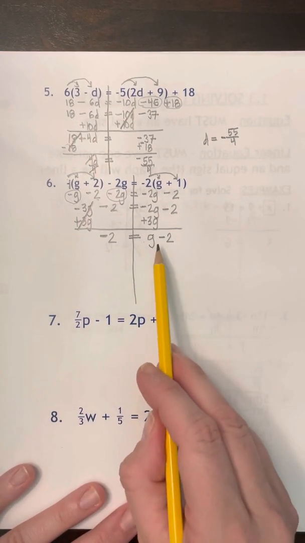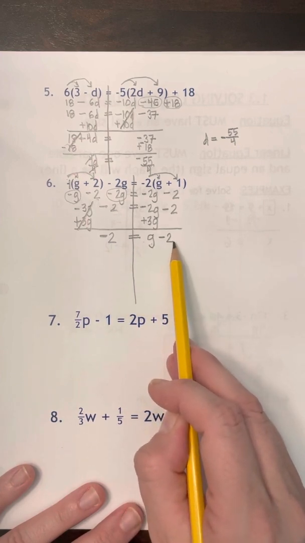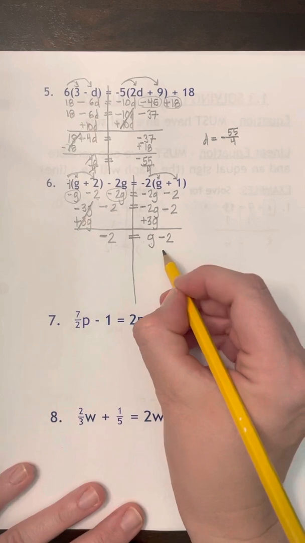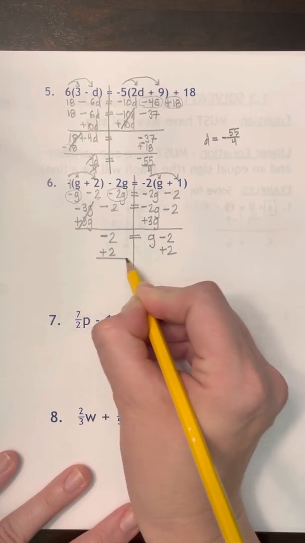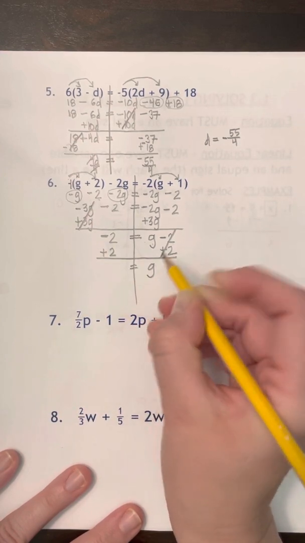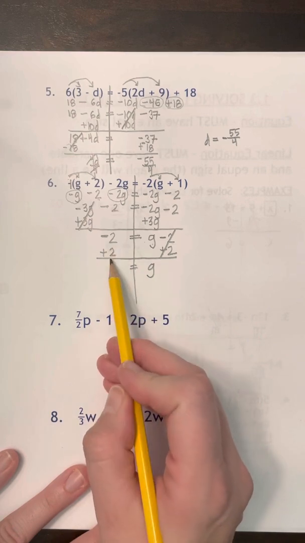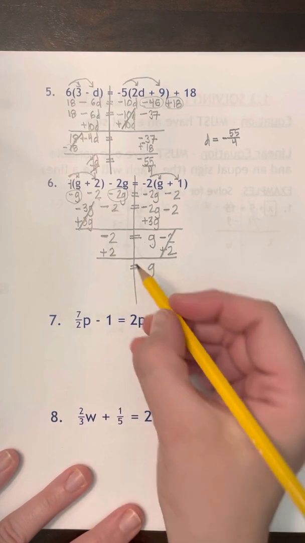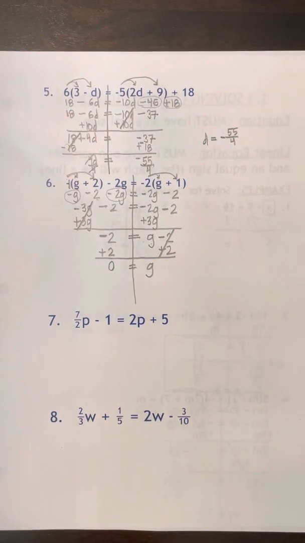So I'm almost done. I need to get G by itself, which means I need to get rid of this minus 2. So the opposite of a minus 2 is a plus 2. So I'm going to add 2. So those are gone. So on the right hand side, I still have the G, bring down the equal sign. Over here, negative 2 plus 2, those things cancel out and they turn into 0. And so my answer is that G equals 0.